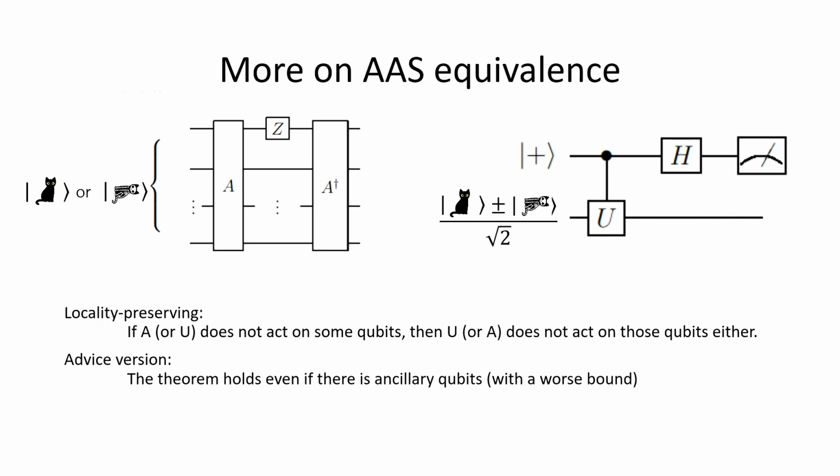Before moving to commitments, I need to say something more about the equivalence theorem. As shown in this simple proof, we can observe that the equivalence theorem has interesting properties like locality preservation, which means that if the map A does not act on some qubits, then you also do not act on the same qubits, and vice versa. And we show that this theorem holds even if we have advice.